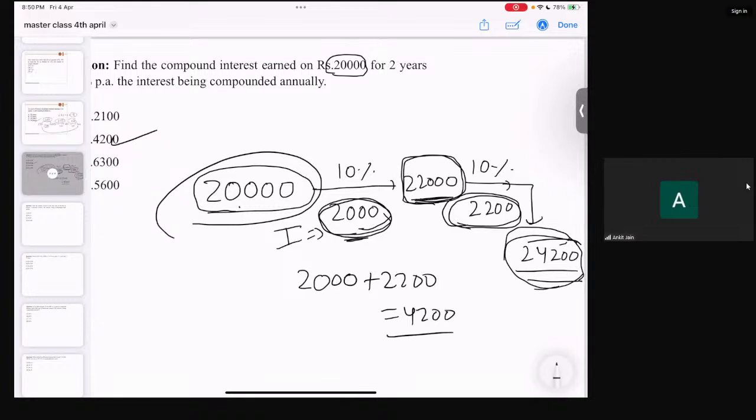But the question is, what is the total interest? First year interest is 2,000, second year interest is 2,200. Total interest is 4,200. I hope it is clear to you, Mohammed.